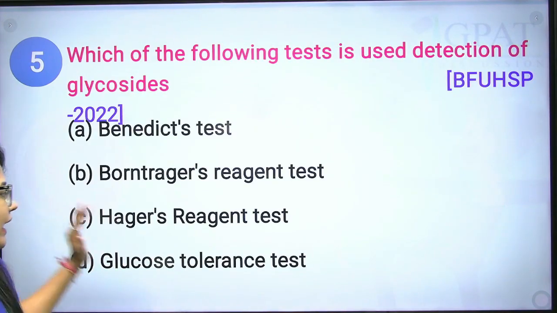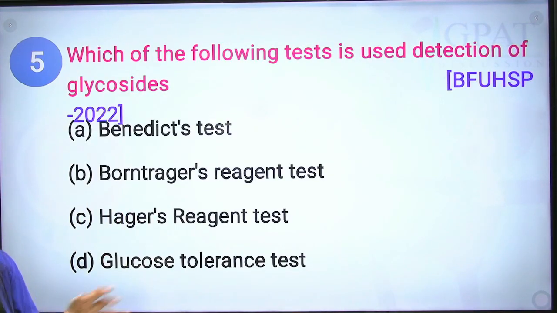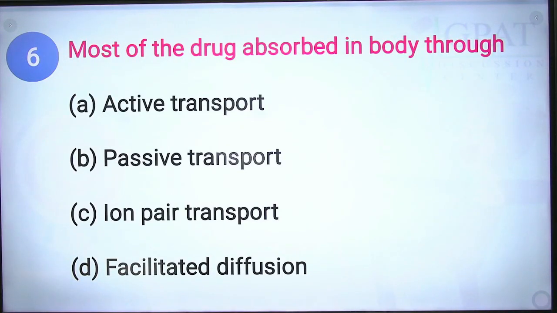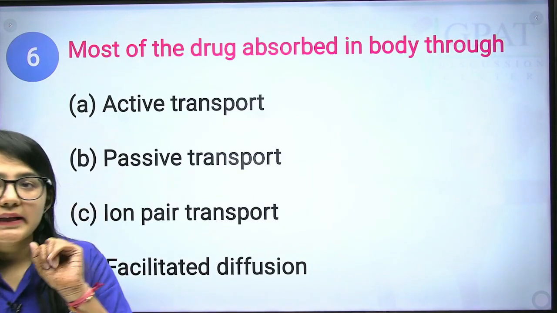Next we have Hager's reagent test. This is done for alkaloids. We have the glucose tolerance test. This is done for glucose. Clear? So the correct answer will be option B, that is Brontrager's test. Clear? Now the next question, that is: most of the drugs are absorbed in the body through? Okay, fine. First we have active transport.